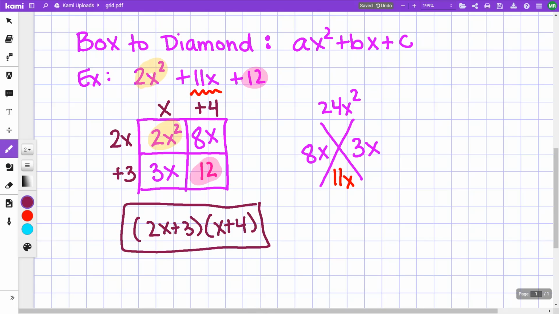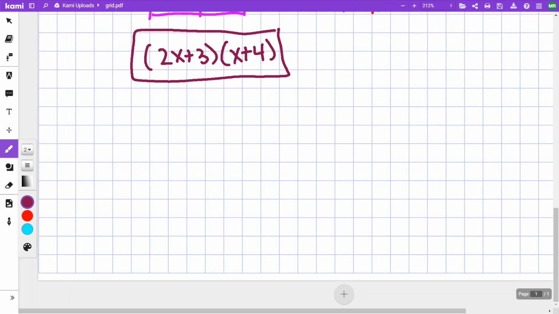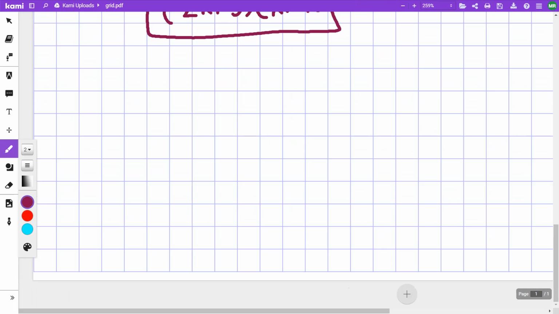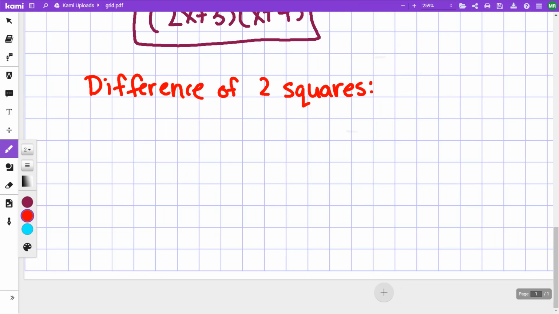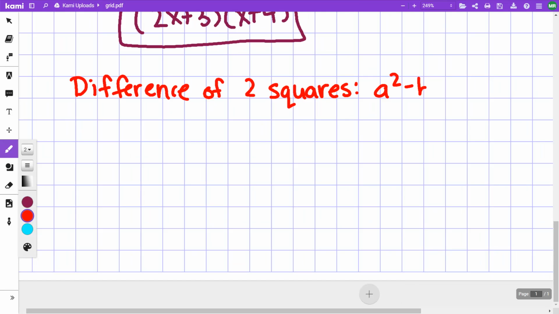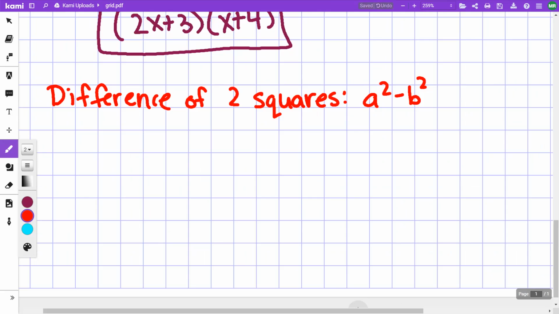Now, the next two I'm going to talk about are special quadratics. So one of the ones I'm going to talk about is going to be a difference of two squares. And the formula for that is a squared minus b squared, where I have a square minus a square. That's where the term difference, because it's a minus, of two squares. I'm subtracting two squares. And what happens is I get two binomials.